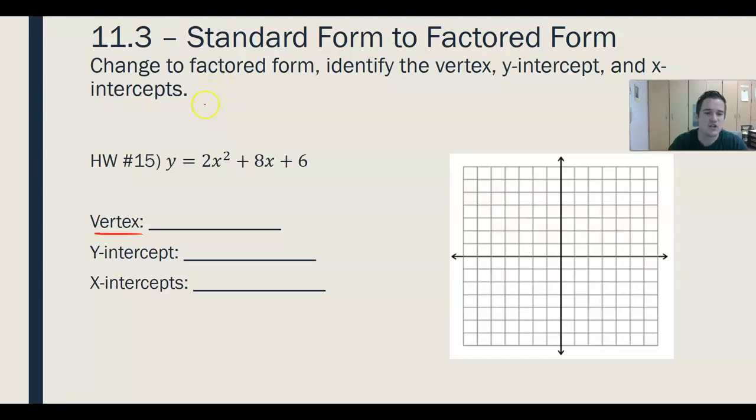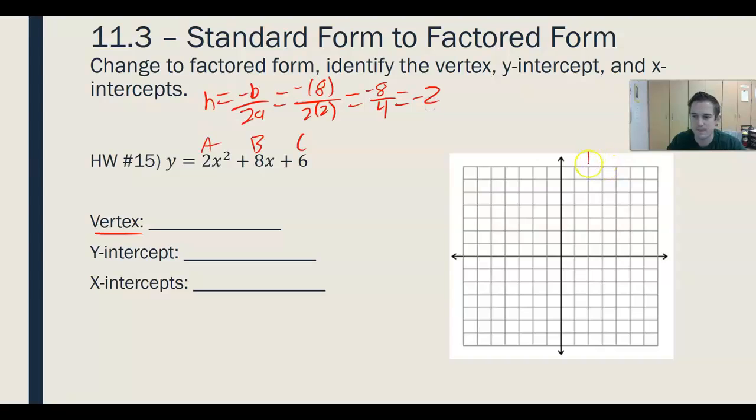So in this equation, I'm going to find the axis of symmetry by taking negative b over 2a. So negative 8, because 8 is my b value, divided by 2a. 2 times a is 2, so that's negative 8 divided by 4, which is negative 2. So my axis of symmetry is going to be at negative 2 here.